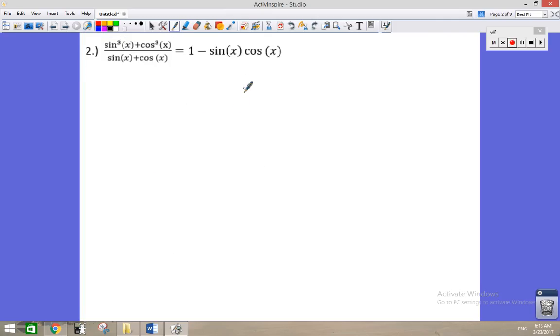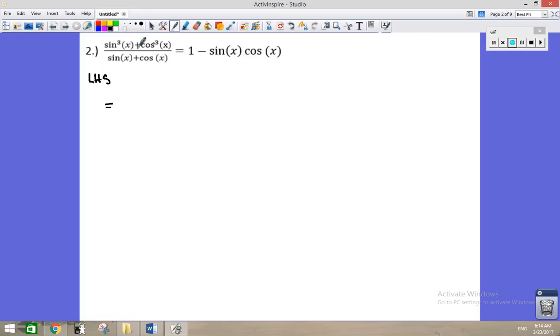All right, let's take a look at the next one. I would argue that the left-hand side is more complicated than the right-hand side, not only because it's a fraction, but it has higher order terms. So let's start with the left-hand side, and let's factor this numerator.